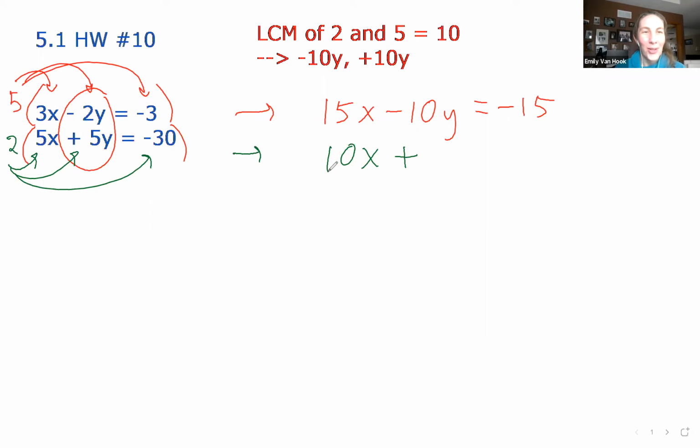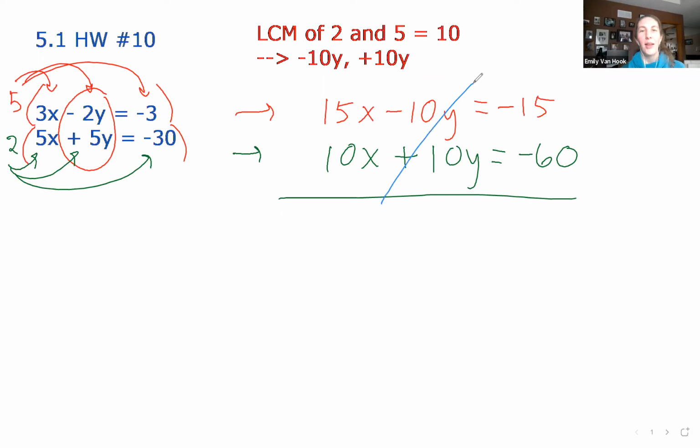Okay, let's just double check. Now I'm checking my first equation to make sure everything's good. I think it is. So second equation, 2 times 5x, 10x, plus 2 times 5y, 10y, equals 2 times negative 30, negative 60. There we go. Now when we add our equations together, the y's cancel out, minus 10y plus 10y, and then we can add everything else. 15 plus 10 would be 25x, and then negative 15 and negative 60 add up to negative 75.